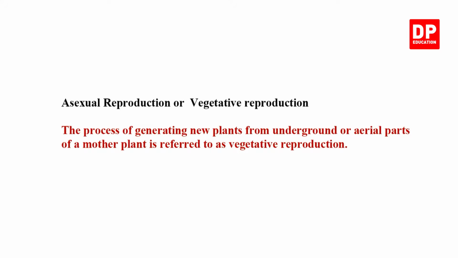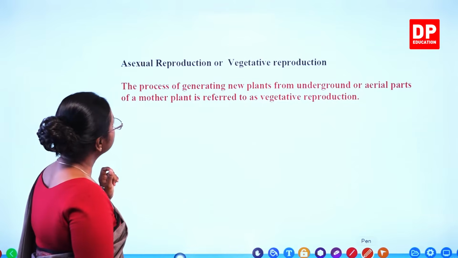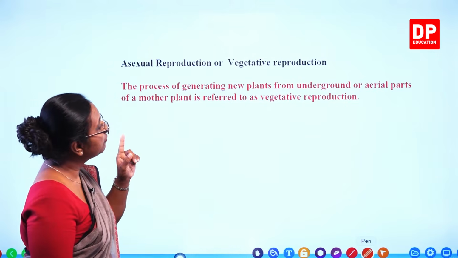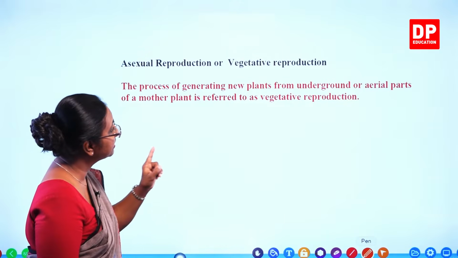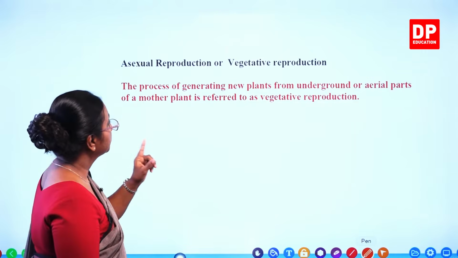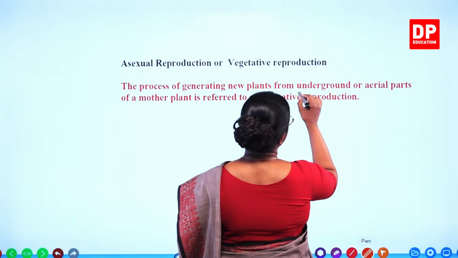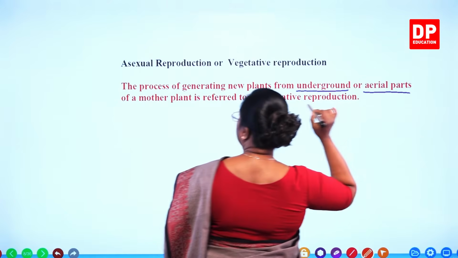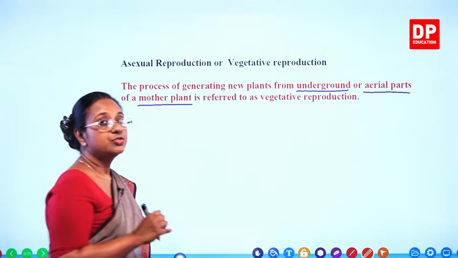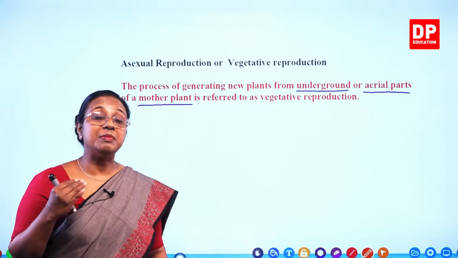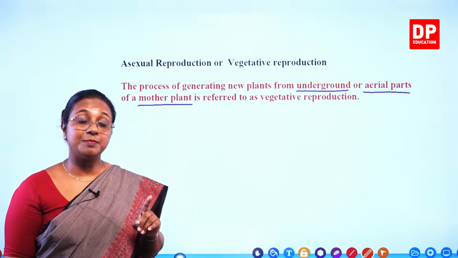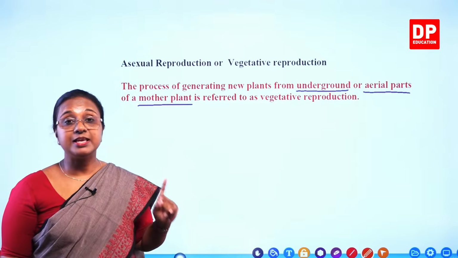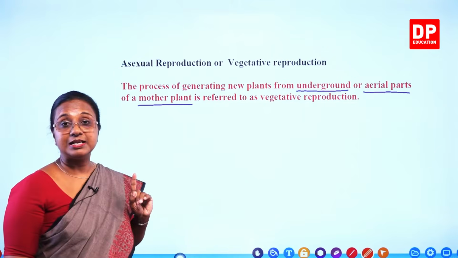Asexual reproduction or vegetative reproduction that is seen in plants. The process of generating new plants from underground or aerial parts of a mother plant is referred to as vegetative reproduction. So here you all need to remember these terms, underground or aerial parts of a mother plant. So, the plant that already exists, the parental plant, is going to be the mother plant. So, as you know, in asexual reproduction, only one organism is involved. So, only the mother plant is involved.